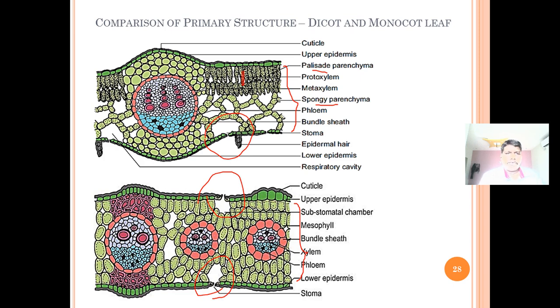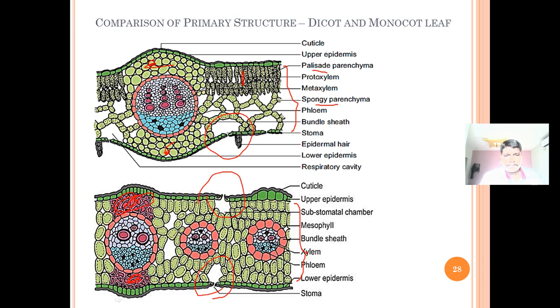Next, coming to the vascular bundle. Bundle sheath is present here, and here also bundle sheath is present. If you take a vascular bundle, some sclerenchymatous region is present on both sides of the surface. Here it is somewhat collenchyma and parenchyma cells that are present. Next, here xylem and phloem, no cambium is present. That's why in the leaf no secondary growth will be there.